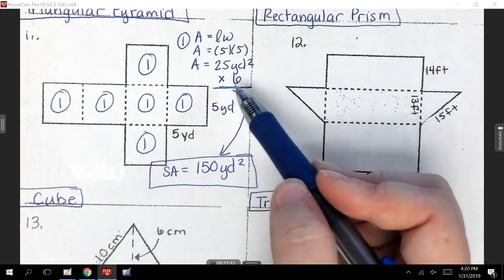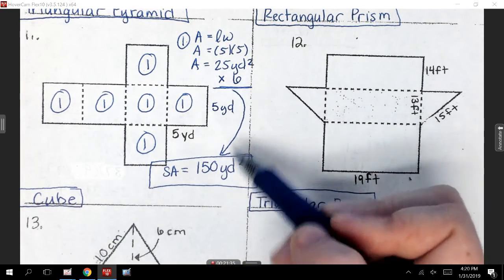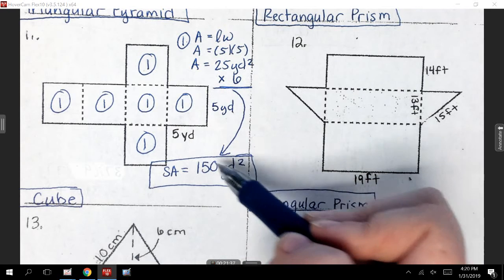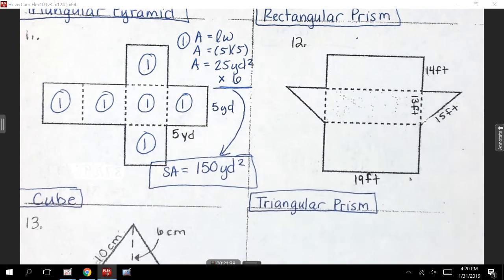And guys, you can see I drew my arrow here not because I need to know where I'm going to write it, but because the person looking at my paper needs to know, hey, this 150 came from that work.